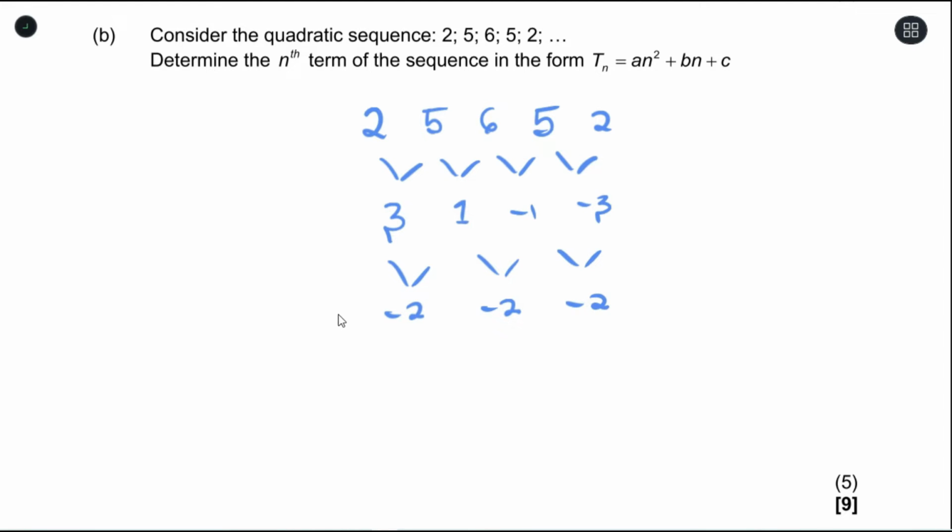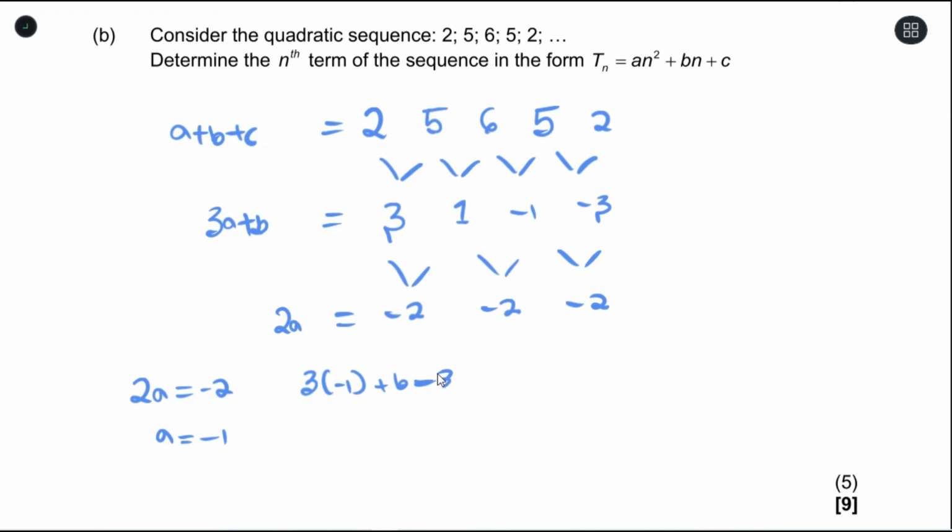So now we normally say that this is A, this is 3A plus B, and this is A plus B plus C. Simplifying this to get our values, we're going to say that 2A is equal to negative 2. So therefore, A is equal to negative 1. Now substituting A into the second equation, we have 3 times negative 1 plus B equals 3. So therefore, B is equal to 6 when that moves over.